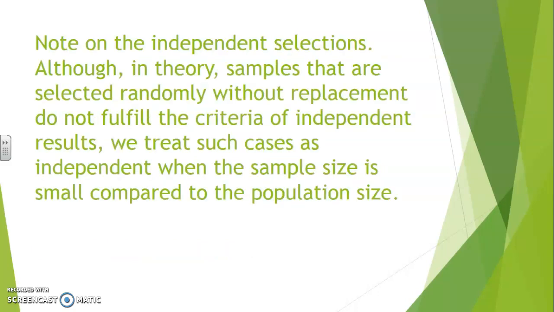When it comes to independent selections, although in theory samples that are selected without replacement do not fulfill the criteria of independent results, we treat such cases as independent if the sample size is small compared to the population size. For instance, if the sample is less than 5% of the population size, we usually consider that as a selection with replacement, even though it might have been done without.